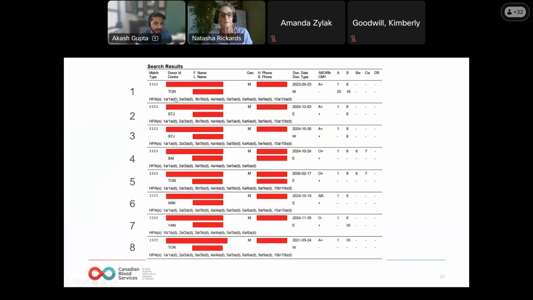They're from various parts of the country, from Toronto, St. John's, Winnipeg, Vancouver. They've donated different types of blood, most recently whole blood, E is for apheresis platelets, and the timings are also different, this one being in 2020, this one being 2024. And we know that the ones who've not donated more recently are less likely to come back because they may have moved, or they've switched to a different type of program, or they're just not interested in donating. So, less likely to yield donor number 5, but it's something we would still try.